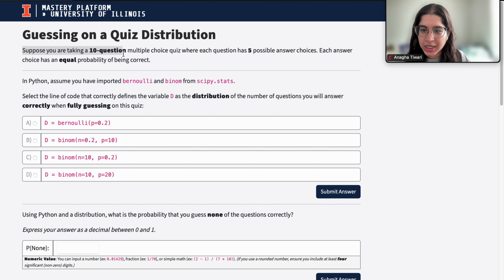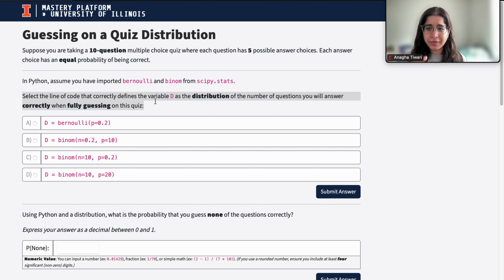So here it says, suppose you're taking a 10 question multiple choice quiz where each question has 5 possible answer choices, right? Each answer has an equal probability of being correct. So in Python, assume you have imported this and this, select the line of code that correctly defines a variable d as a distribution of the number of questions you will answer correctly when fully guessing on the quiz.